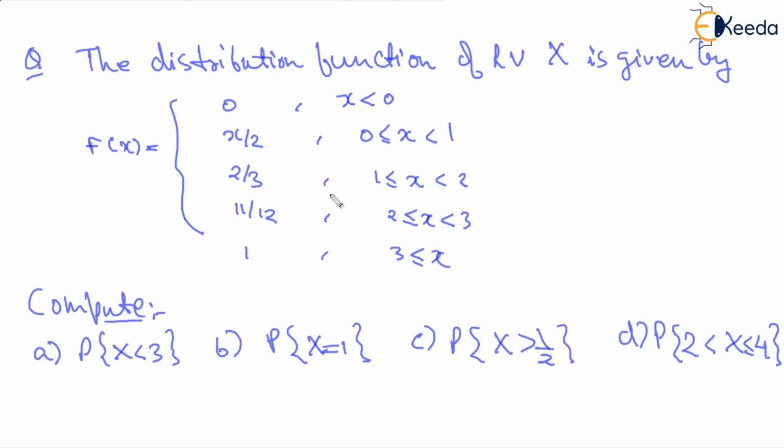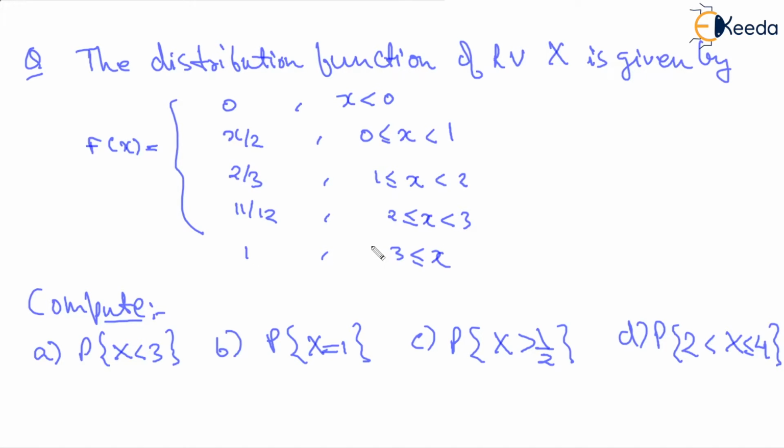Other than that, from 1 to 2 it is flat at 2 by 3, which means it is discrete again. Right at x equal to 1 it attained some value, and after that from 1 to 2 it didn't increase. So there is no random variable between 1 and 2, right? And similarly, right at x equal to 2, this became 11 by 12 from 2 by 3, which means there was a density at x equal to 2. And again it remained the same from 2 to 3, and suddenly at 3 it became 1.